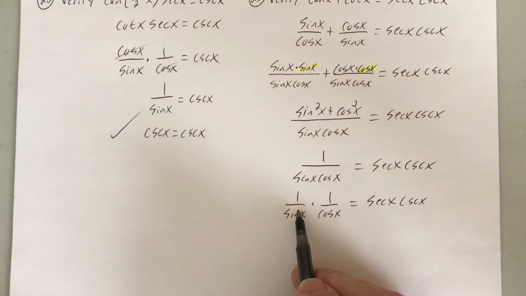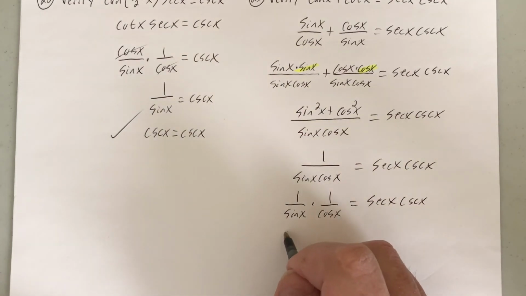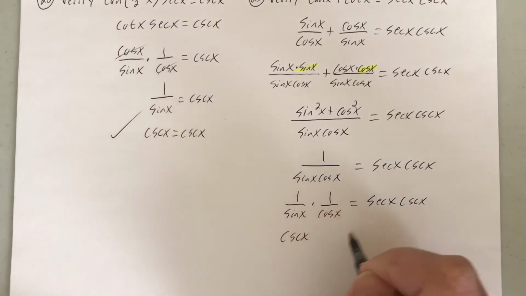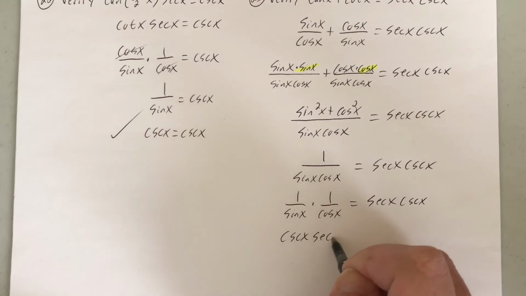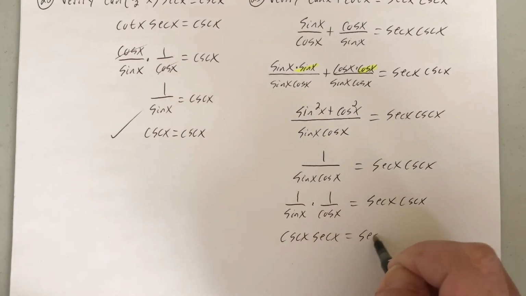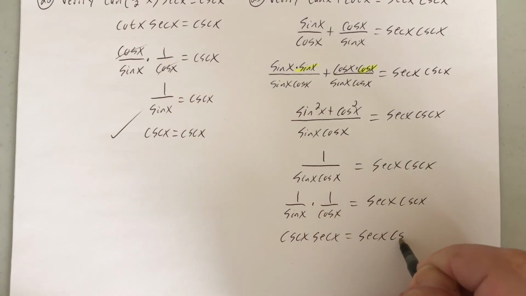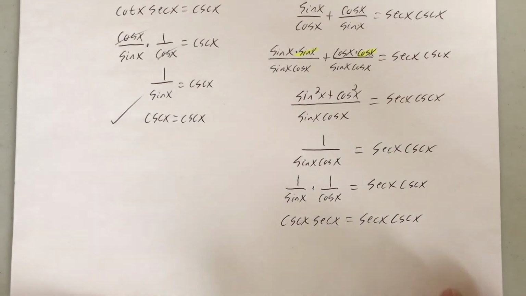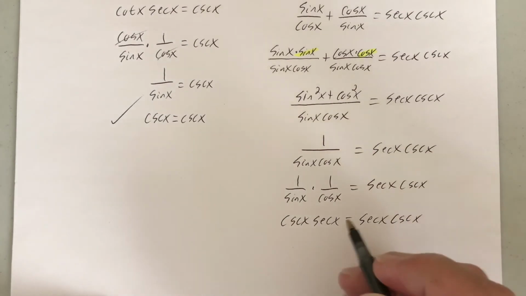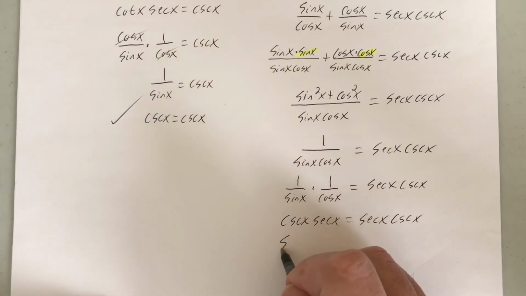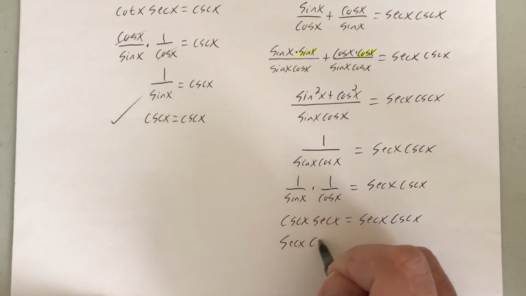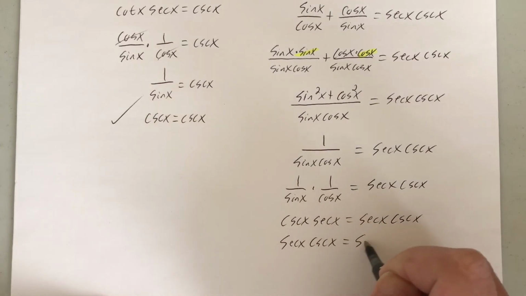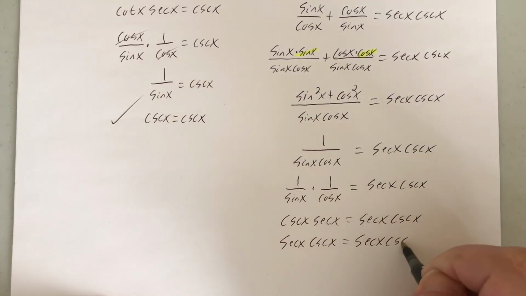And then, of course, 1 over sine x is equal to cosecant x. And then 1 over cosine is secant x. And that's equal to secant x times cosecant x. Now, I know they're the reverse, but it's multiplication, so it's commutative. If you want to write it out so that it's exactly the same, you can say this is secant x cosecant x is equal to secant x cosecant x.